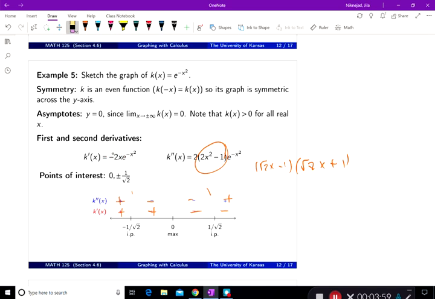So from what I see here, there are 2 points of inflection, one over here and one over there, and from the sign of k prime, I see there is a maximum at x equal to 0.